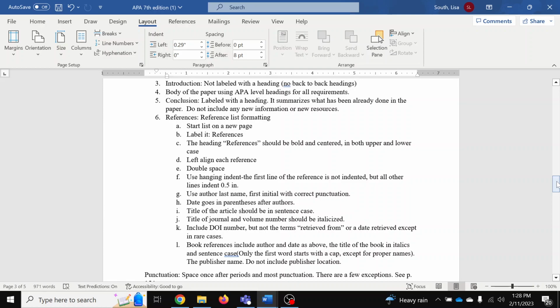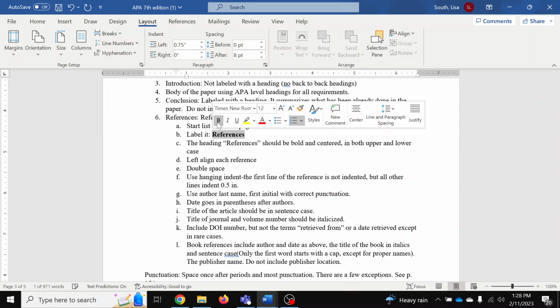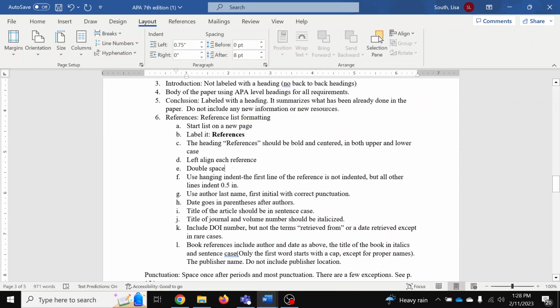A reference list. Start it on a new page. Remember how I showed you how to insert a page break? Insert a page break. Start your reference list. Label it references. Upper and lower case. In this case, you just capitalize references. It should be centered, right? And it should be bold. I'm just going to do that. I'm not going to center it because that'll mess this up. Centered and bold.